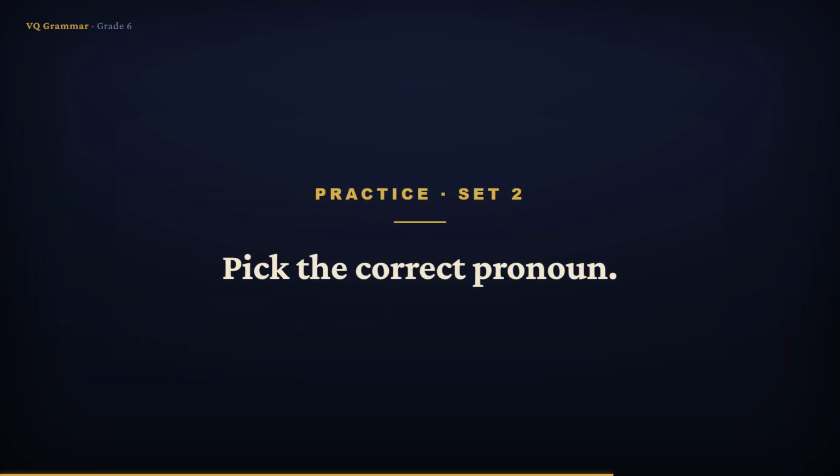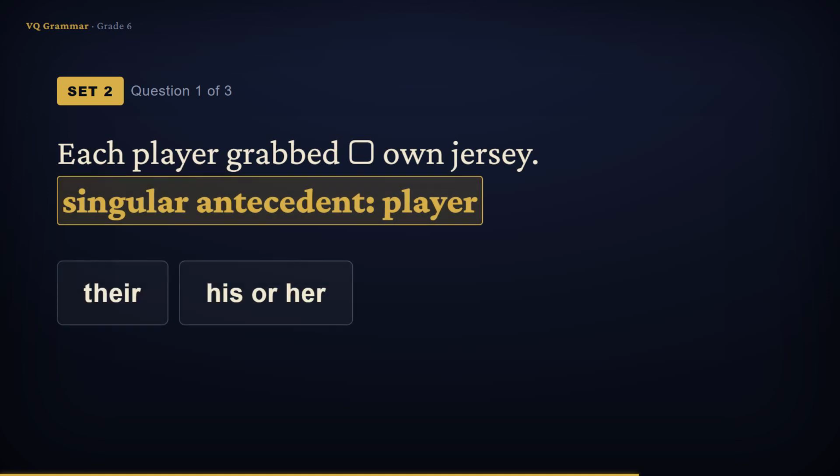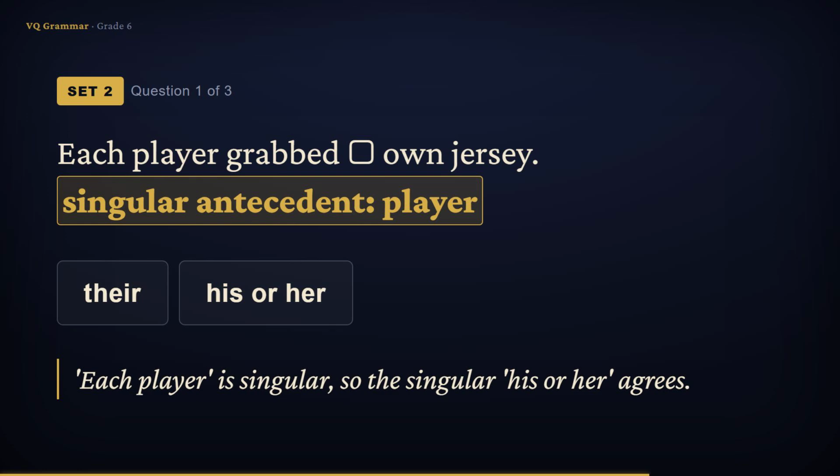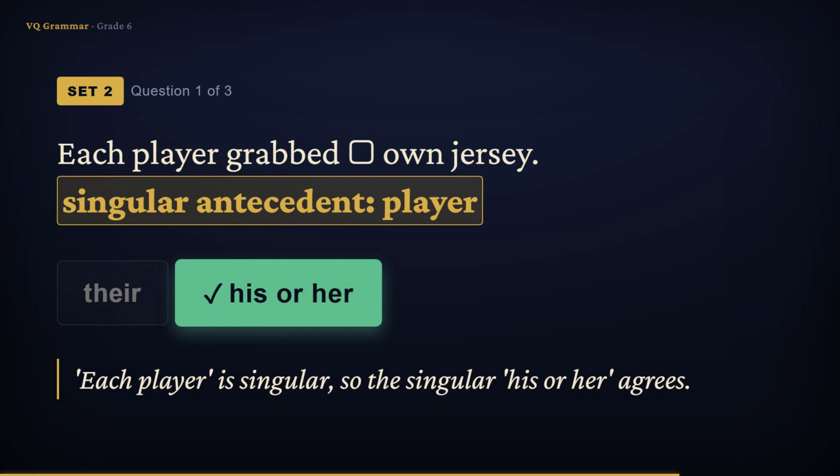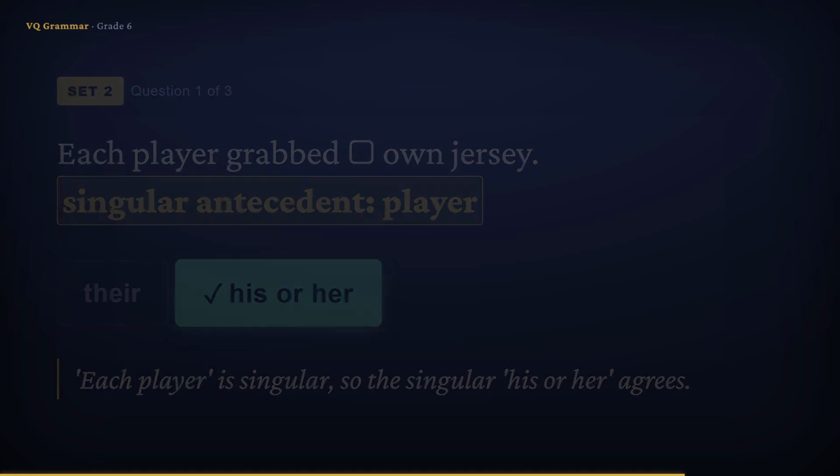Now let's check agreement. Each sentence needs a pronoun that agrees with its antecedent in number and gender. Choose the one that fits. Pause and try each before I answer. Each player grabbed blank own jersey. The antecedent is each player, and each is singular, just one player at a time. So the pronoun should be singular too, his or her. His or her own jersey agrees in number, so the answer is his or her.